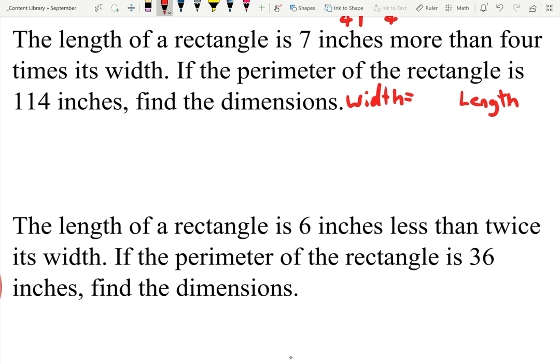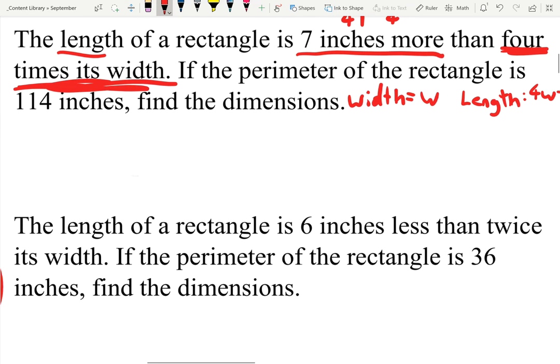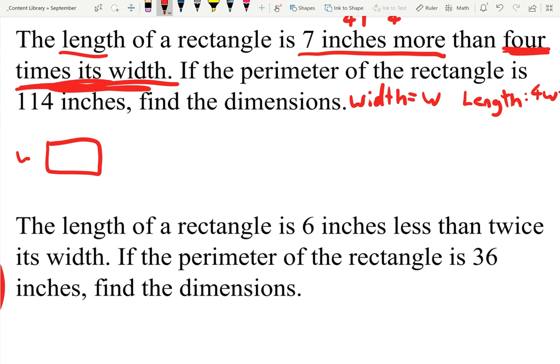So we don't know anything about the width. We'll call it W again. But the length is 7 inches more than 4 times the width. So it's literally telling us 4 times W here. So the length will be 4 times W, and then 7 more than that means plus 7. So 4W plus 7. Let's draw a picture. W is my width, and 4W plus 7 is my length. So now add up all 4 sides and set it equal to the 114 inches.